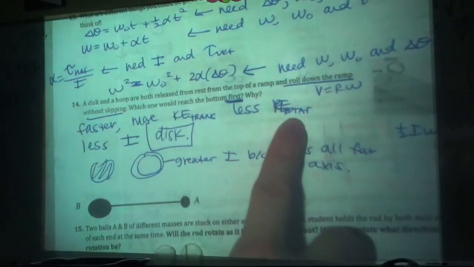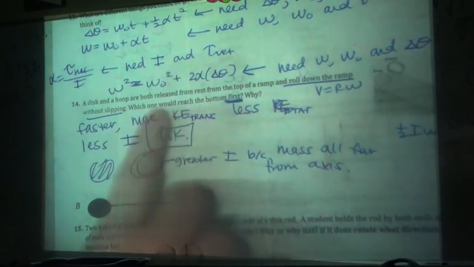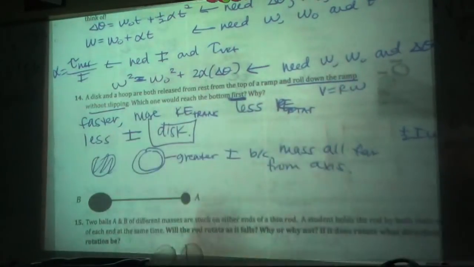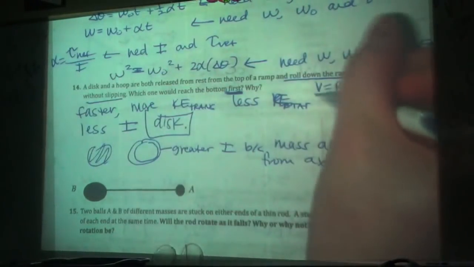So your answer is the disc, because it has less I, so it spends less energy on rotation and more on getting faster, which is why it reaches the bottom first. The hoop has greater I, so it has to spend more energy on getting it to rotate, which means that it's going to rotate slower, so therefore the velocity will be slower. It spends most of its energy on rotation and less on just getting faster.